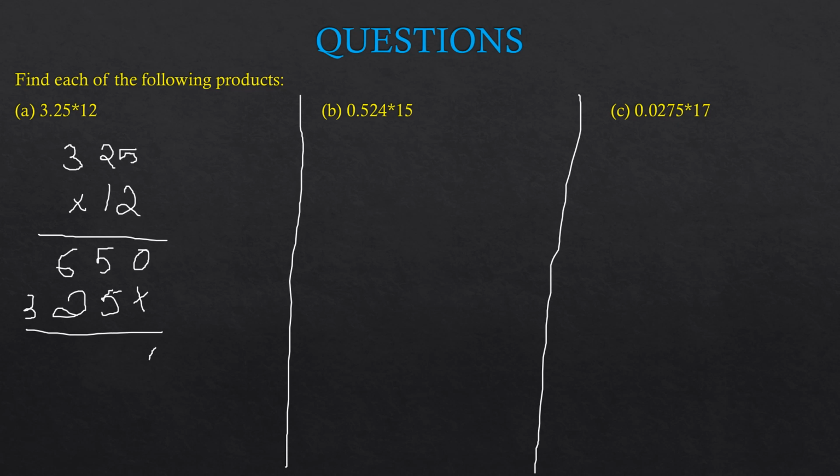Now we will add them. 5 plus 5 is 10, carry 1, 6, 7, 8, 9, and here we will be having 3. What we have got? We have got 3900. Right, now we have to perform the second step.